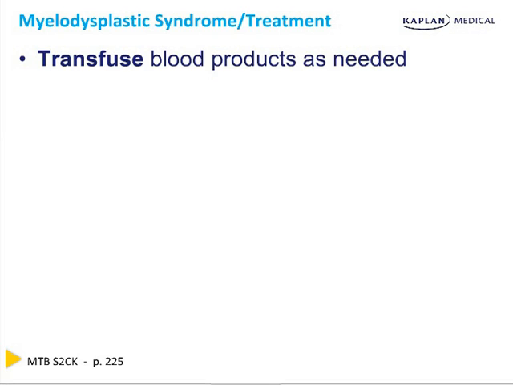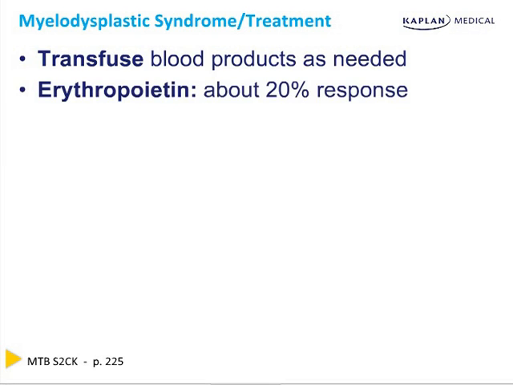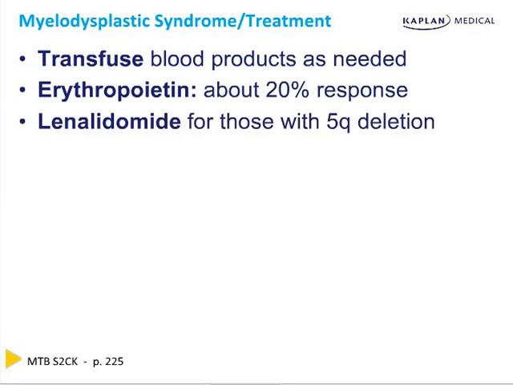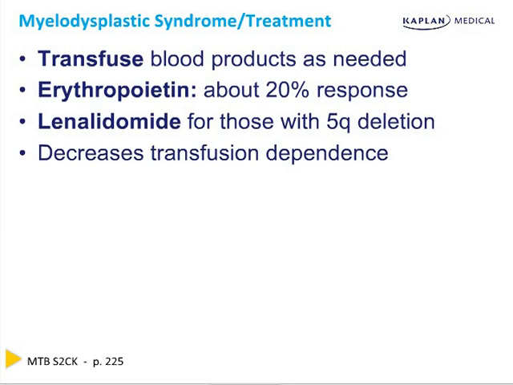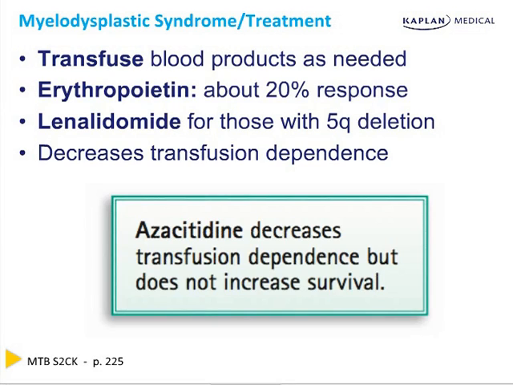You give red cells most of the time. We don't transfuse white cells because they don't work. We use erythropoietin, although 80% of the people don't respond, but you try it and see who does respond. Lenalidomide, especially for those with a 5q deletion. Lenalidomide, which is a derivative of thalidomide, a TNF inhibitor, decreases the need for transfusions. Very important. Azacitidine is another chemotherapeutic agent that decreases transfusion dependence, but unfortunately it doesn't increase survival.